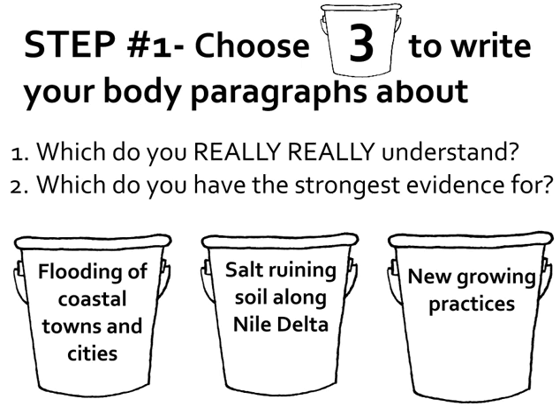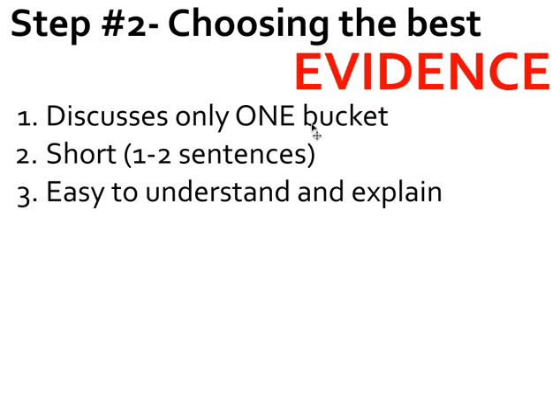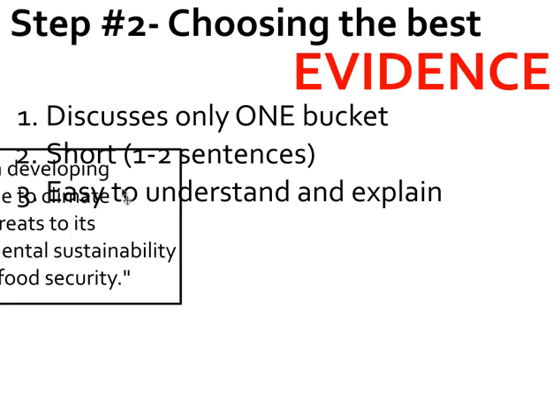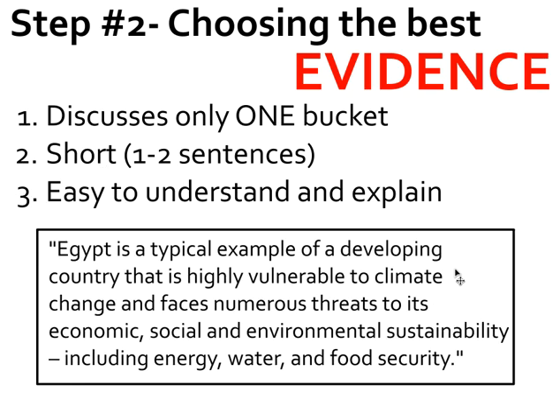And so when you look at a piece of evidence, I want you to think about first, does it discuss only one bucket? So let's look at a piece of evidence that discusses multiple topics in one. Egypt is a typical example of a developing country that is highly vulnerable to climate change and faces numerous threats to its economic, social, and environmental sustainability, including energy, water, and food scarcity.